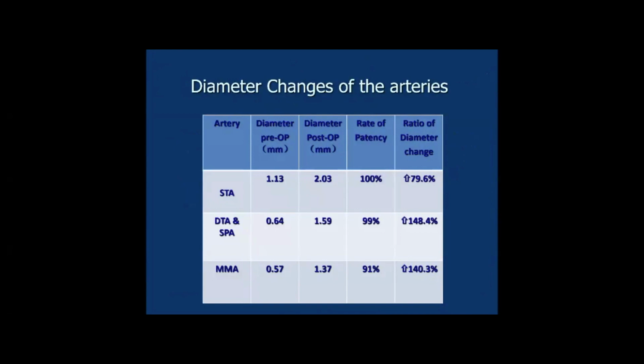So this is the diameter change of the arteries: the STA, deep temporal artery, and the middle meningeal artery. Also, the ratio of the diameter changes. We can see it increased a lot.